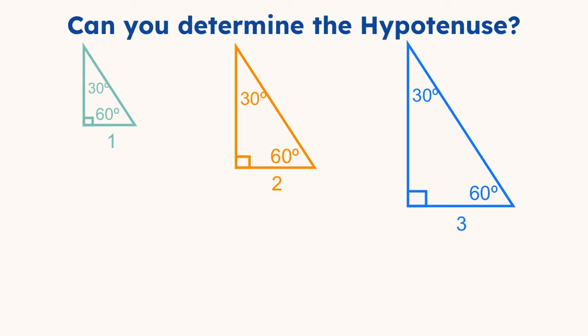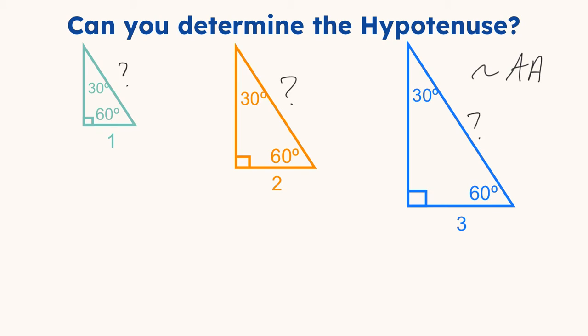Next I'm going to tell you a side length on each of these. And I do want to point out that these triangles are all similar to each other, because they all have matching angles. So what we're going to do next is try to figure out how big the hypotenuse is in each of these.